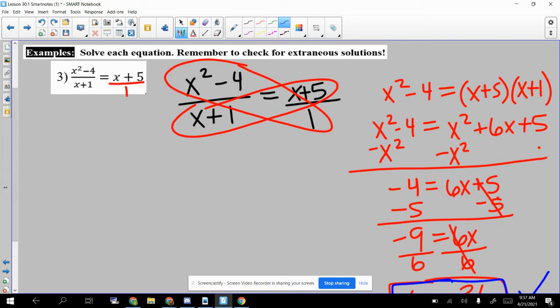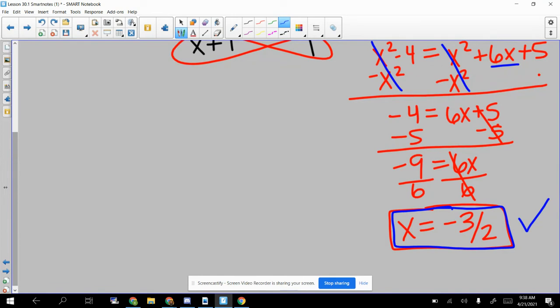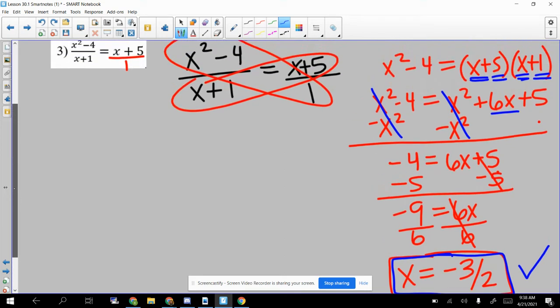Now that one is going to get you an x squared when you actually multiply that, because remember you need to FOIL or box method. So x times x is x squared, x times 1 is 1x, 5 times x is 5x. So add those together. That's where this 6x came in. And then 5 times 1 is 5. But then when we go to subtract the x squared over, these cancel. So you're left with 6x plus 5 equals negative 4. Subtract that 5 over, so 6x equals negative 9. Then divide by 6 on both sides, and you should get x equals negative 3/2.